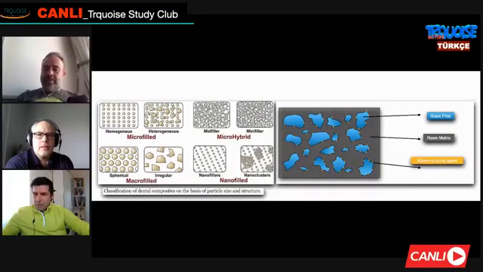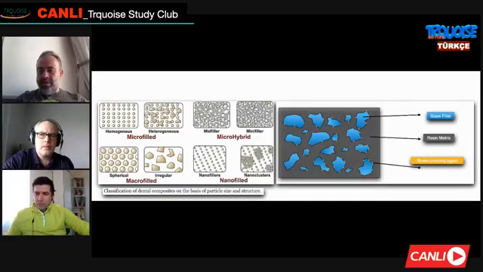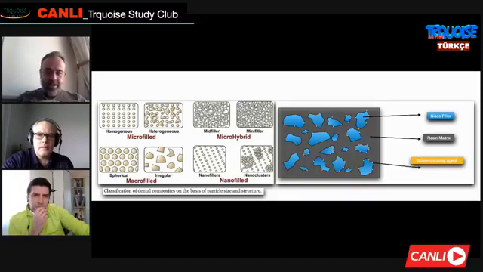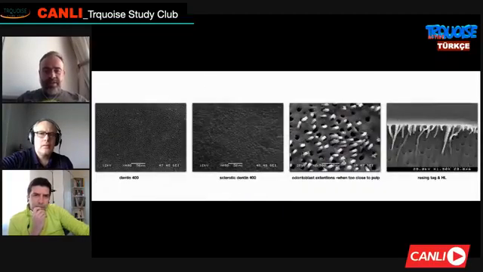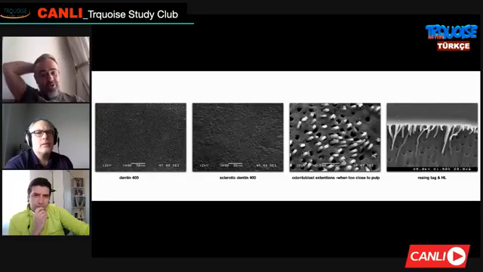And the composite material that we are using for restoring the cavities in the posterior region is mainly in this structure: the fillers within the resin matrix. Also there are silane coupling agents surrounding these fillers. And so the substrate is another issue, but here I only have the slide for the dentin.